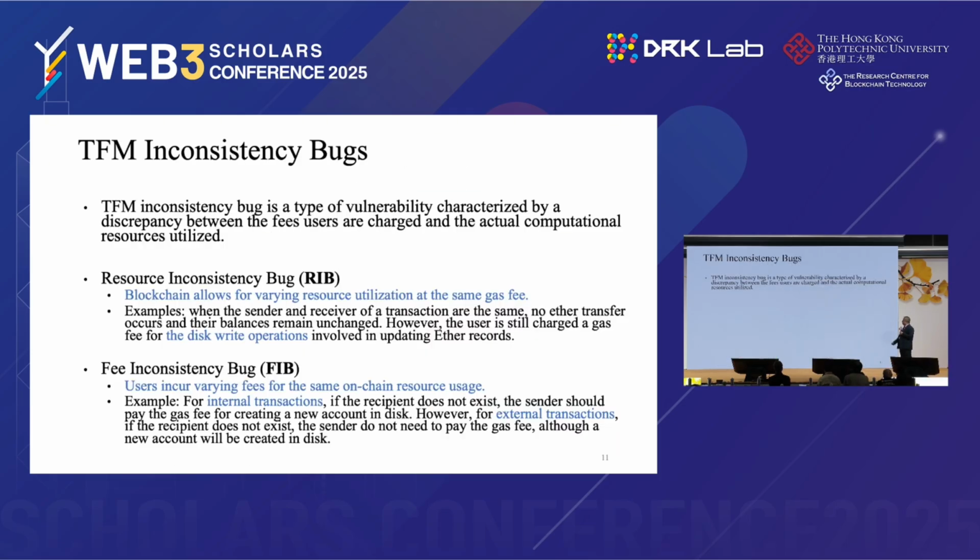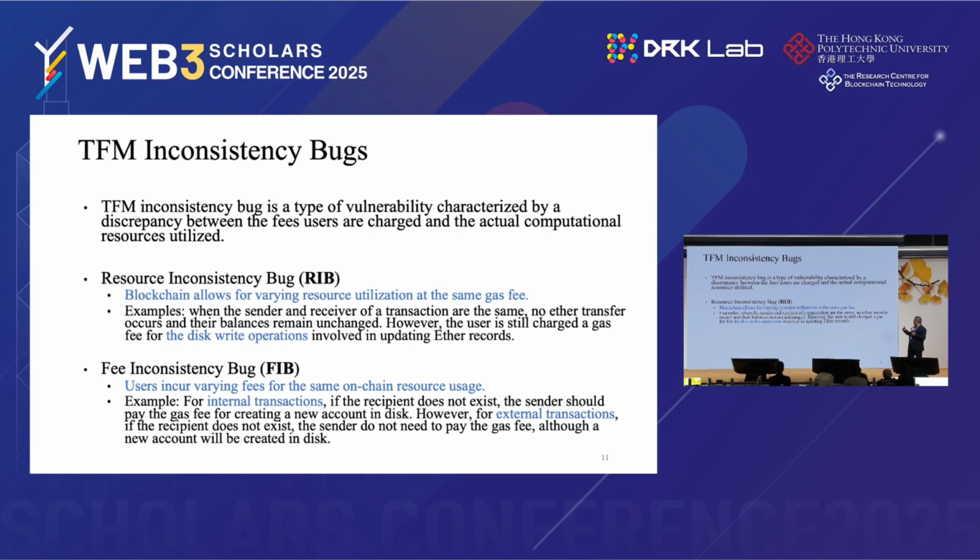Interesting, we identified several types of TFM inconsistent bugs. That is remarked by the discrepancy between the fees users are charged and the actual computational resource utilized. In particular, we identified two types of inconsistency-induced bugs. One is called the resource inconsistency bug, or RIB.